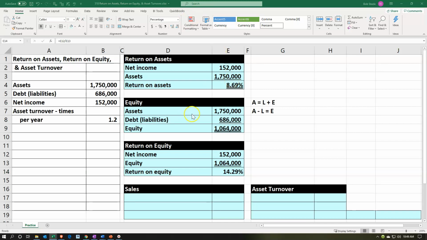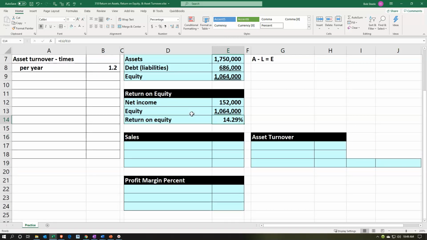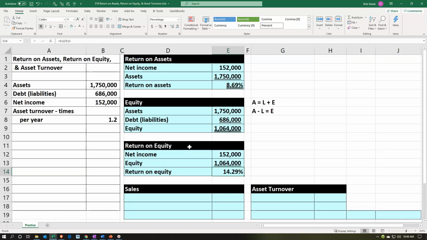Okay, so next we want to figure out, we're going to look for the profit margin percent we would like to get. In order to do so, we need to figure out the sales. So we're going to figure out the sales. Now, how do we do that? Well, what they gave us over here was the asset turnover. So they gave us the asset turnover.